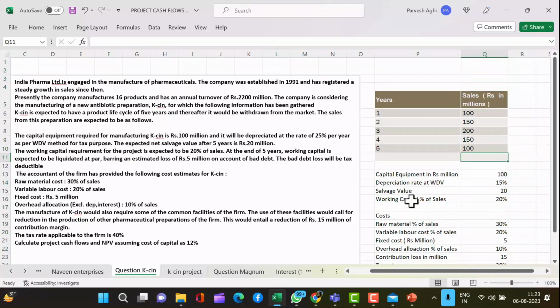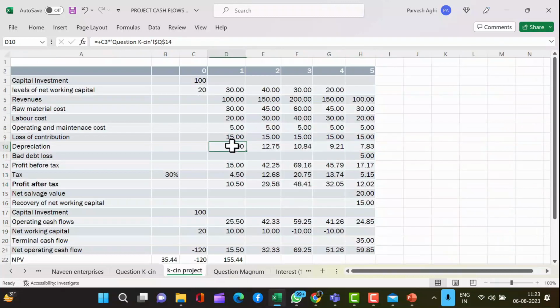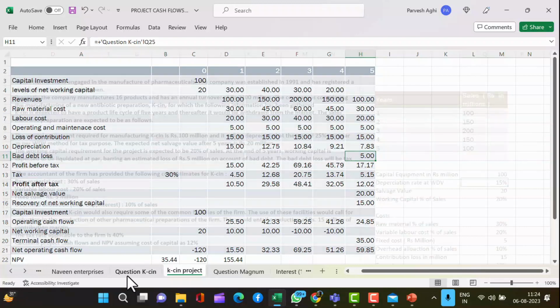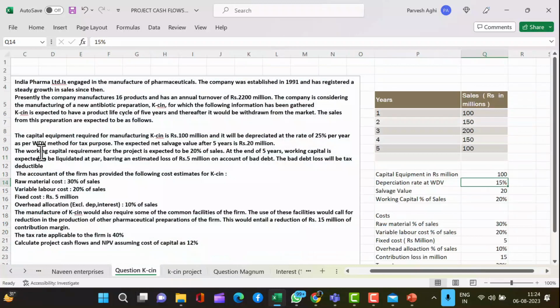Okay, 15%. So this 15% rate I have applied. Now coming to the bad debt loss. What had happened in the 5th year is there is a loss of 5 million. It is written that there is going to be an estimated loss of 5 million on account of bad debt.